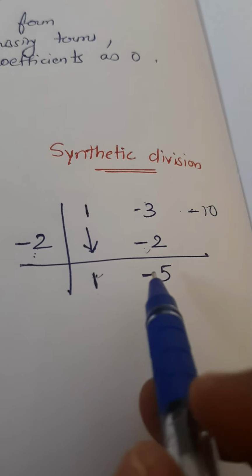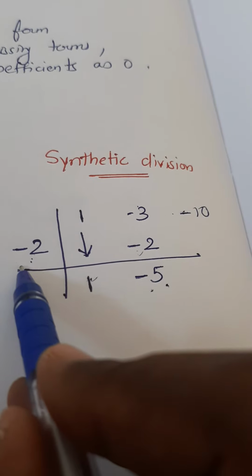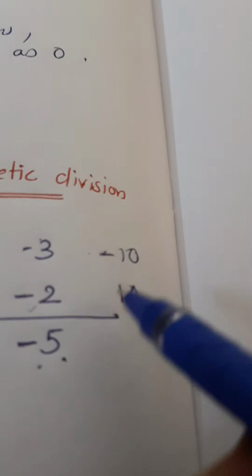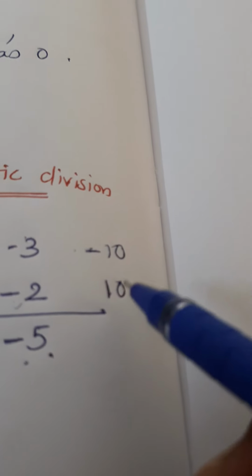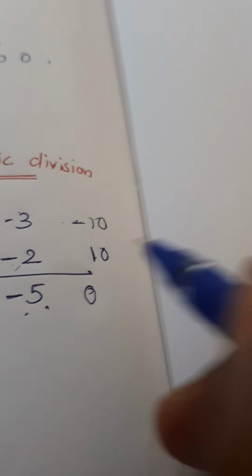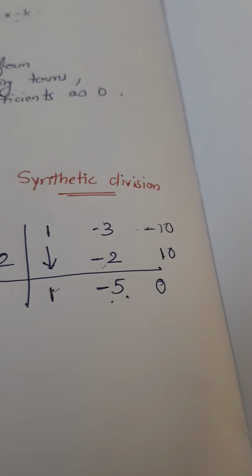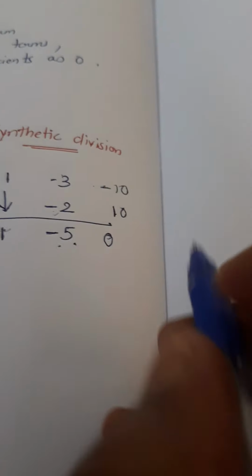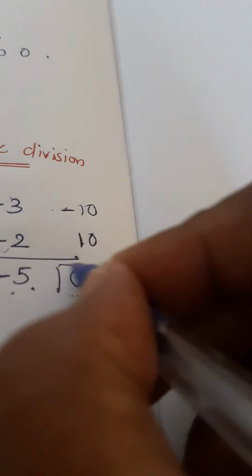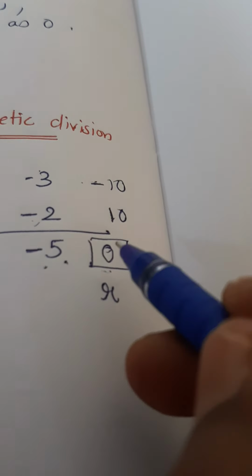Now repeat the steps. Again multiply minus 5 with the value of k. So minus 5 into minus 2 will be plus 10. Write it down in the next column below minus 10 and add these two numbers. So minus 10 and plus 10 will be 0. Okay. So here the synthetic division gets completed. The last number of the third row will always be your remainder. So the remainder is 0.